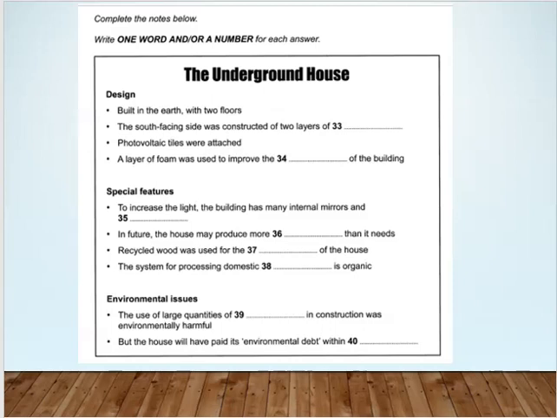Then let's move on to the next one. A layer of foam was used to improve the insulation of the building. So here the keywords will be a layer and foam, improve insulation of the building. So building will also be one more keyword. So if you listen to the related context, then you can see that you can get the answers pretty much quicker than what you could without underlining the keywords. Then moving on to the next one, to increase the light, the building has many internal mirrors and something. So the keywords here will be to increase, light, building, internal mirrors.